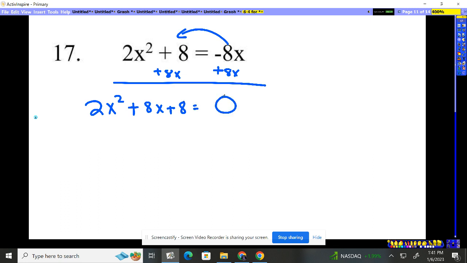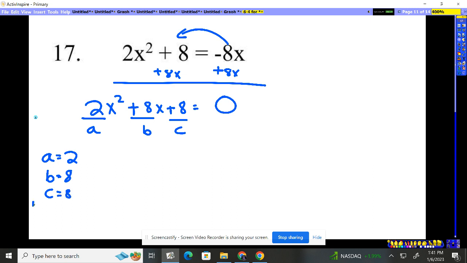Now, this section I said use the quadratic formula. So what we're going to do is the value right here in front of x squared is the a value. Number in front of the x is your b. The number right here is your c. So we're going to write that down. A is 2, b is 8, c is 8.